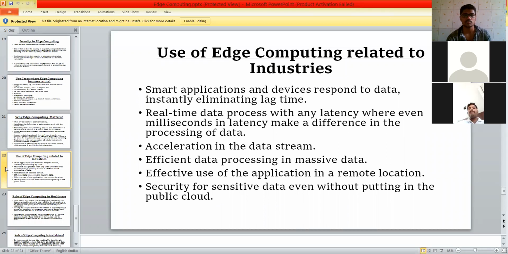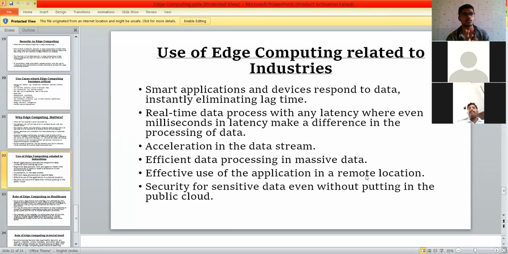Real-time data processing with low latency, where even milliseconds of latency make a difference in the processing of data, because it is in seconds and milliseconds that accidents happen. In that millisecond, we are going to reduce the delay time. That delay time is what we are going to decrease in edge computing. There is acceleration in the data stream, efficient data processing of massive data, and effective use of applications in remote locations.